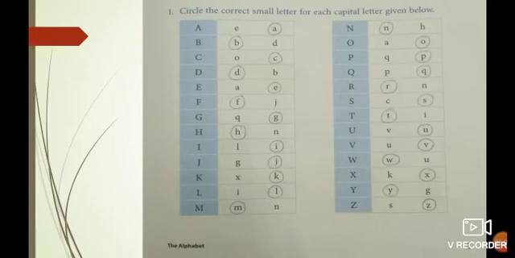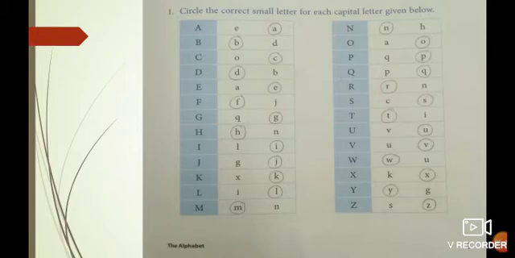Now some book exercises are given, which I have done. Just see it carefully and you also do it in your book. This is on page number 3. Question number 1. Circle the correct small letter for each capital letter given below. What is given? In the blue line, capital letters of the alphabet are given. And in the white box, small letters are given.